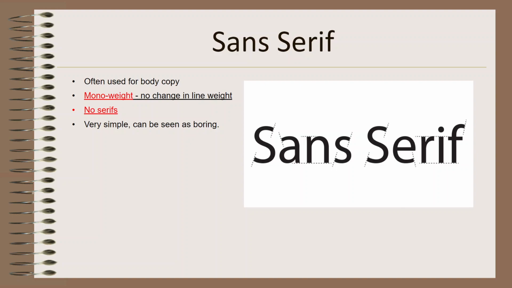They are what's called monoweight, which means the weight of the line is going to be the same throughout. So if you look at all of these letters, the thickness of all of these letters is pretty consistent. There's little to no change in the line weight. All right, that's your first clue that it's sans serif.